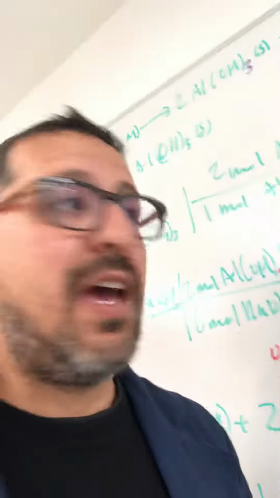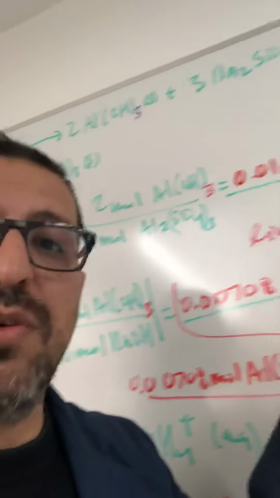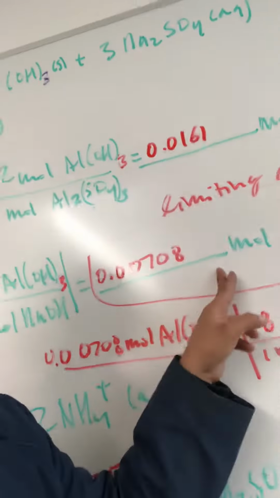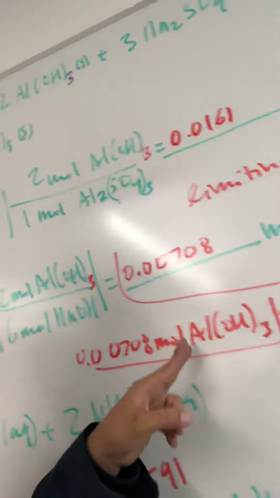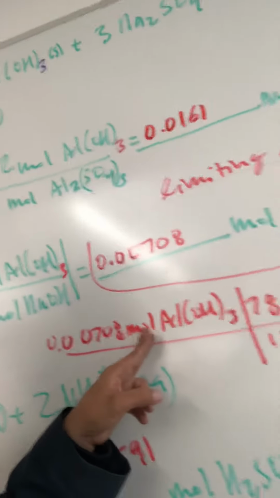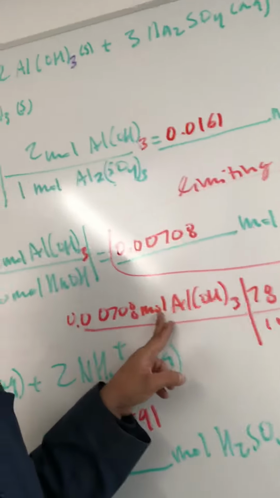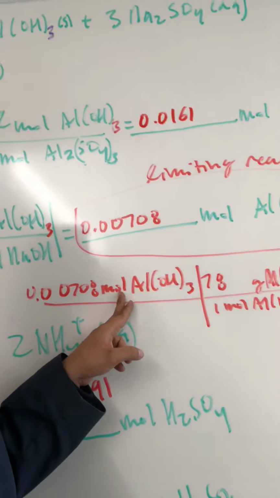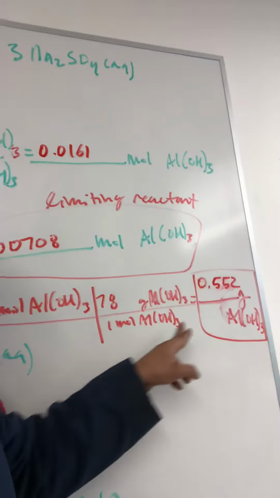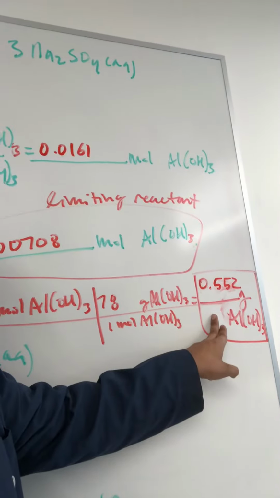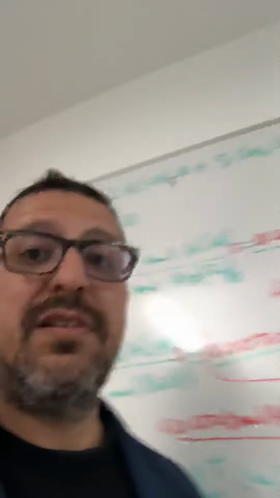Then we know that this is the number of moles of product. We can't make more moles than the limiting reactant allows us. So let's find the mass of this precipitate. We start out with the moles of aluminum hydroxide, and then use the molar mass, and you find out that it's 0.552 grams of aluminum hydroxide. Okay, that's part 1.